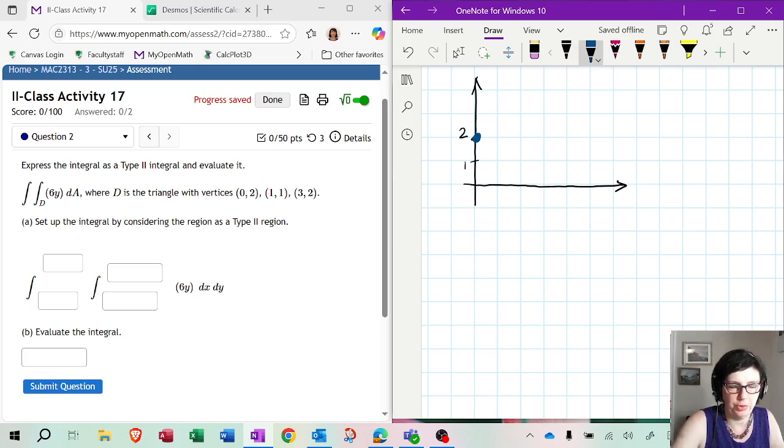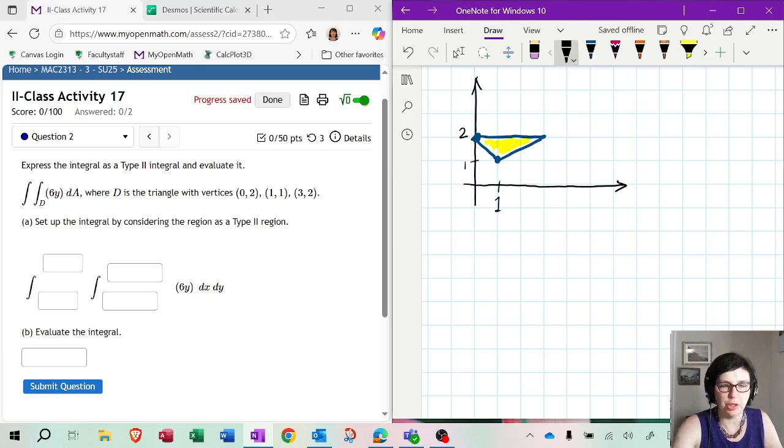Okay, so 0, 2 is 1. Then we're also going to have 1, 1, so that's another point right there. And then 3, 2. Okay, so there is our triangle. Now to go ahead and set up the limits, the first thing you have to ask yourself is, does this region look like it can be expressed as a type 1 region?